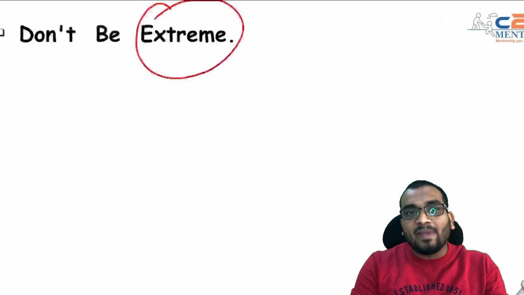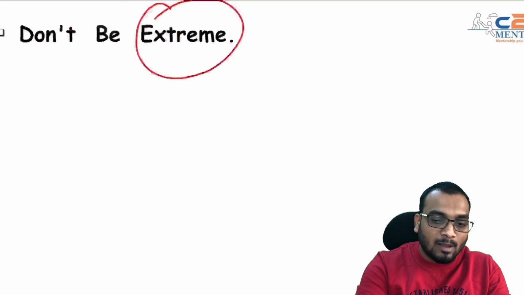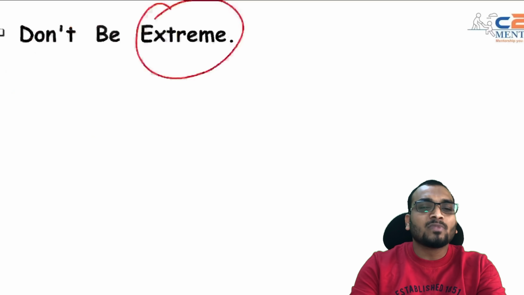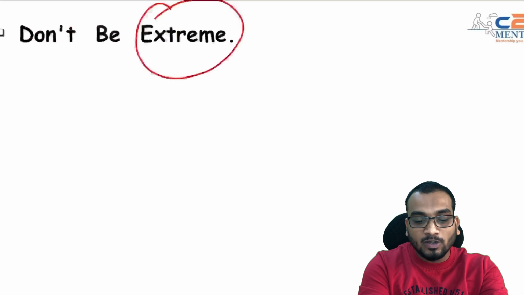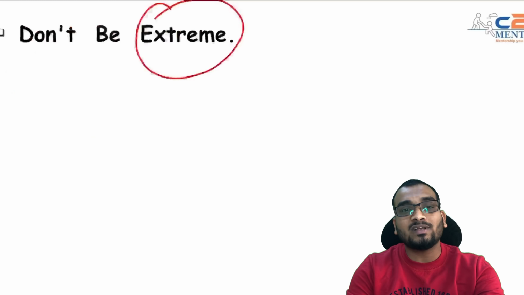Then, don't be extreme. I want to make it very clear that when I say extreme, it means you have to look out for words. Number 1, words like only. Then you have something called must. That's something to do with ought to. Or we have something like have to. You should never choose these kinds of words because they are always extreme.